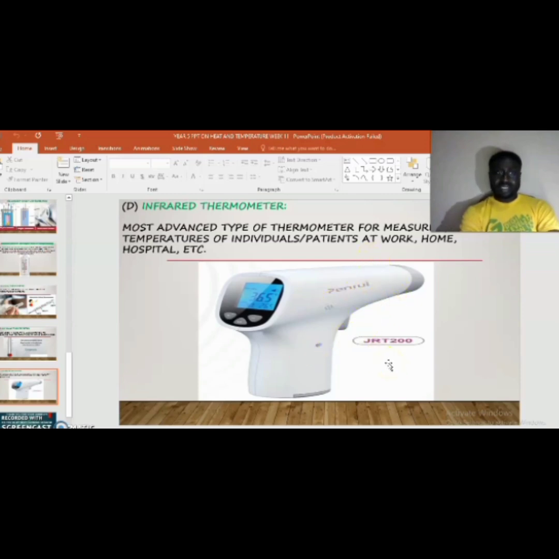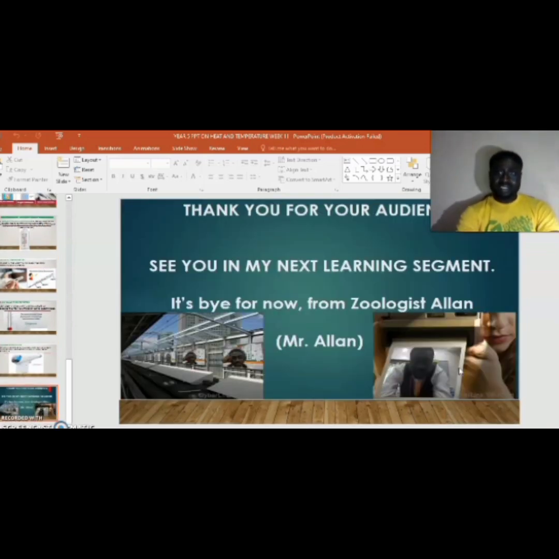So with that, we come to the end of this lesson, and summarily we've been able to learn what heat is all about, temperature, and how to relate heat and temperature. We've seen the units used in measuring heat, which is joules, and temperature, degrees Celsius or centigrade, or the Kelvin or Fahrenheit scale. We also learned the types of thermometers. We looked at the mercury in glass thermometer. We also looked at the dry bulb thermometer. We looked at the infrared thermometer. And lastly, we talked about the mercury in glass thermometer.